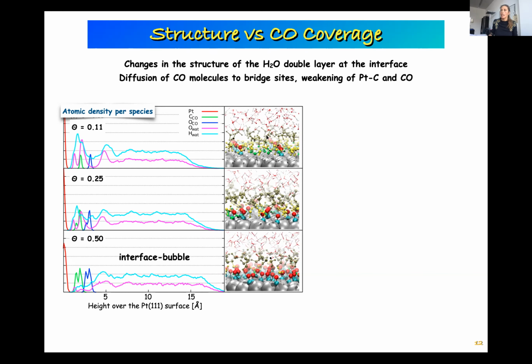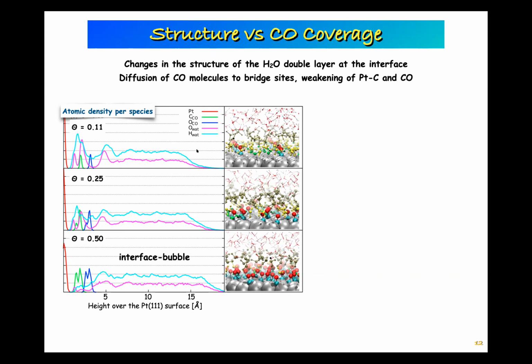No other layering. You see here that water quickly recovers the bulk density. So I would say that I can distinguish these three phases: the covalently bonded first layer, the layer hydrogen bonded to it, then this additional part of the water slab, and then bulk water.